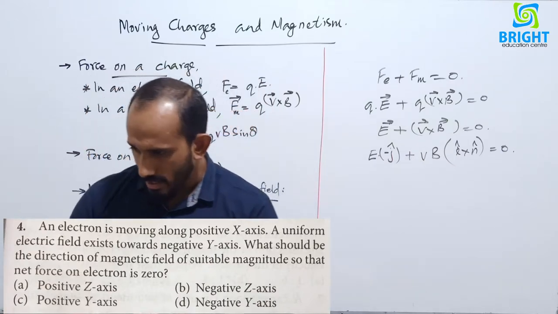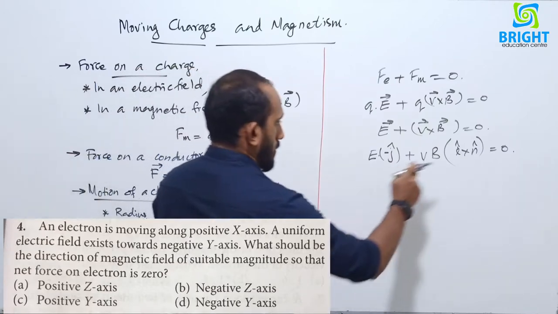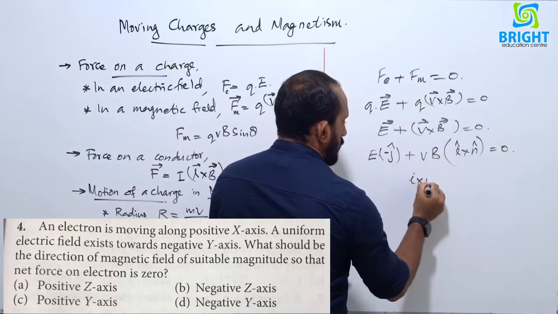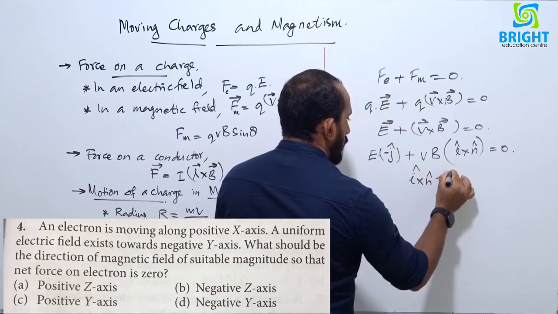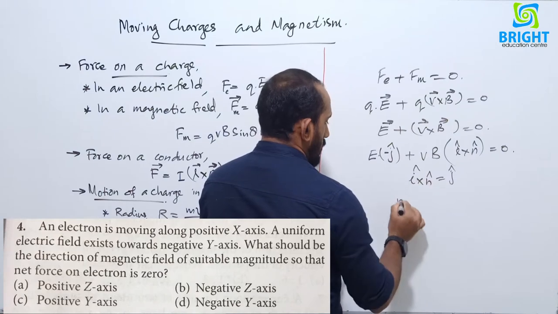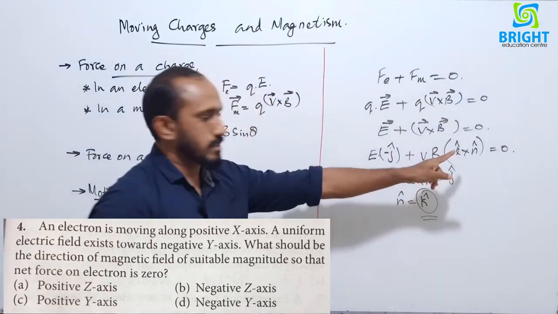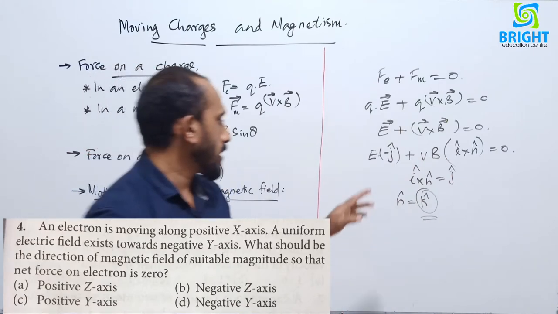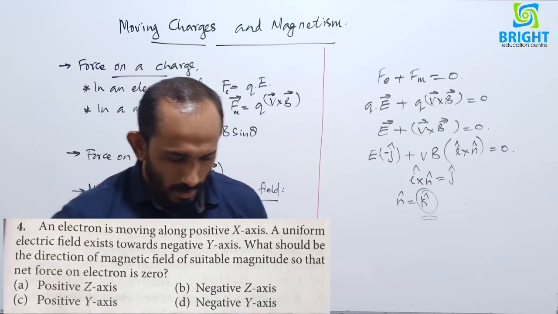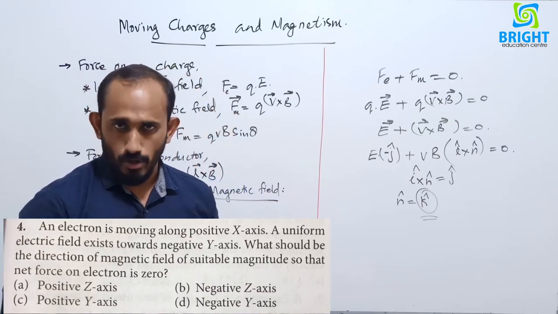Now if you resolve it, you can see that for both to be equal, this I cross N should be equal to J. If you resolve it, that means this N should be equal to K. So we get the direction of B should be along K, the positive z-axis. The option is A, positive z-axis. That's the correct answer. I hope you got it.